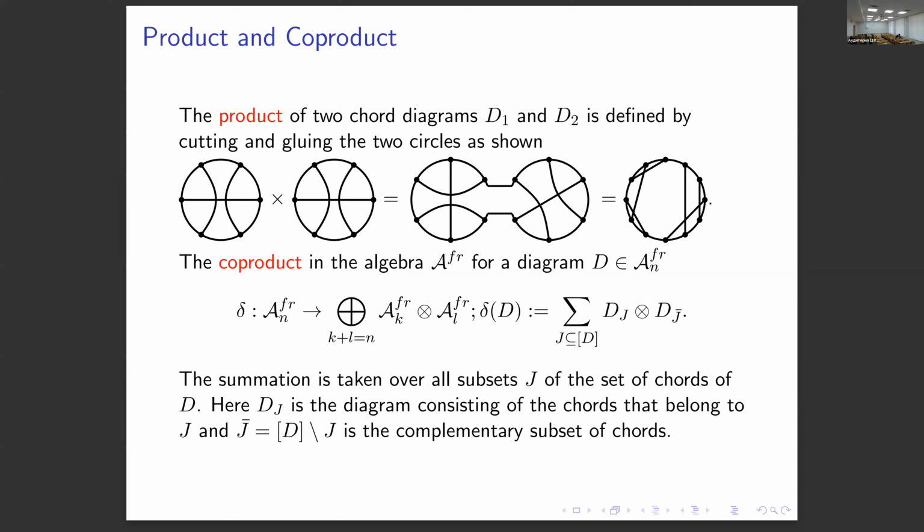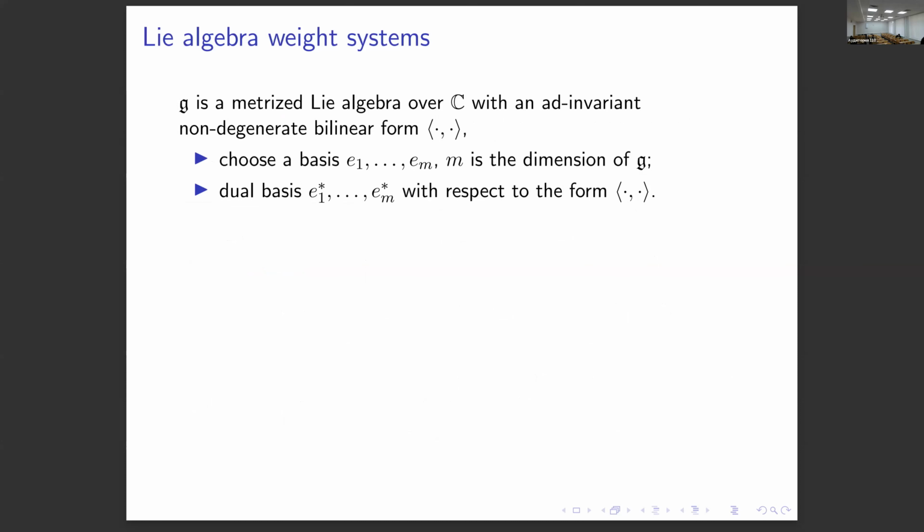It is connected, commutative and co-commutative. Based on the Milnor-Moore theorem, this kind of algebra can always be expressed as a polynomial algebra of the primitive elements. So we can look only at the primitive elements to figure out the structure of this Hopf algebra. Another important definition is a Lie algebra weight system.